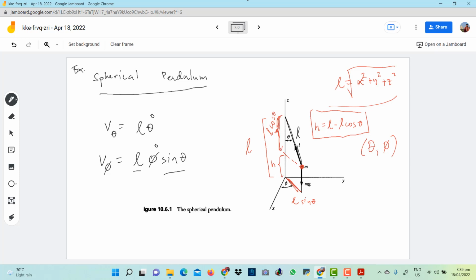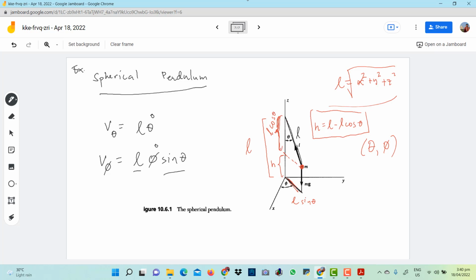So with respect to theta, the linear velocity is just equal to the length of that string times the angular velocity theta dot. While for phi, the length is L sine of theta. So therefore, v phi is equal to the length, which is L sine of theta, times phi dot, or the angular velocity with respect to phi.